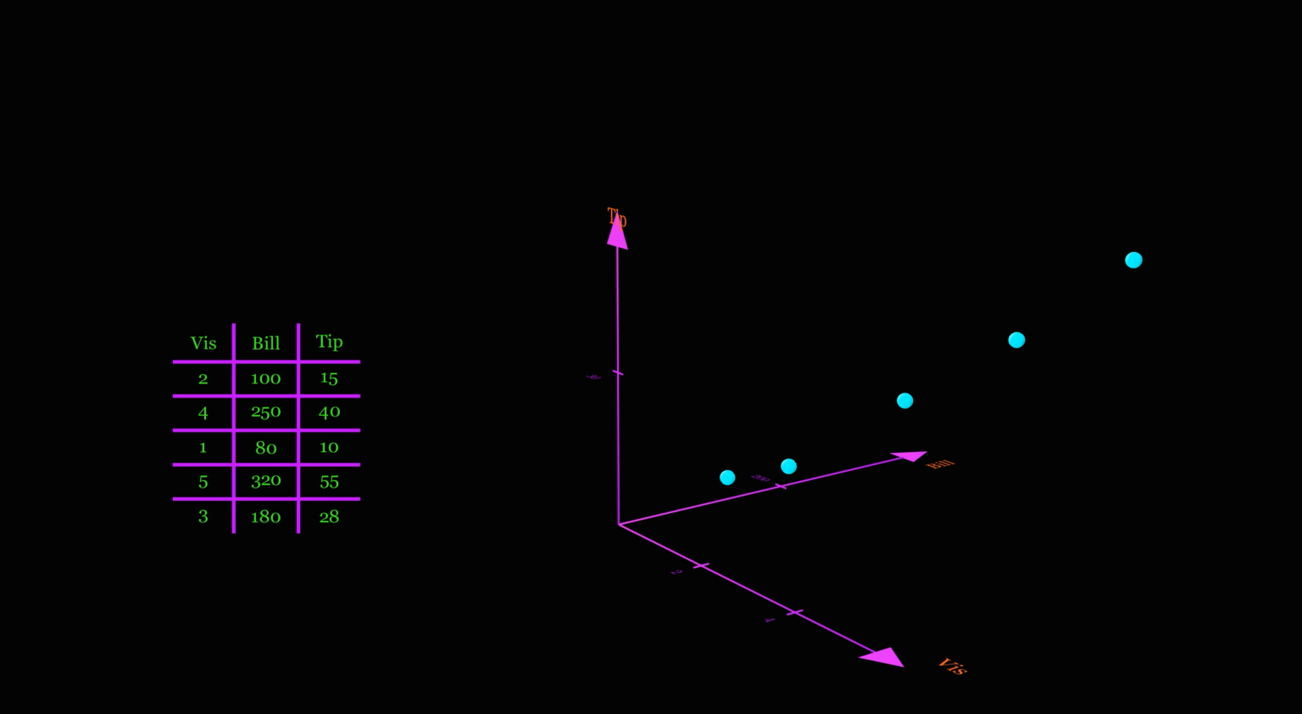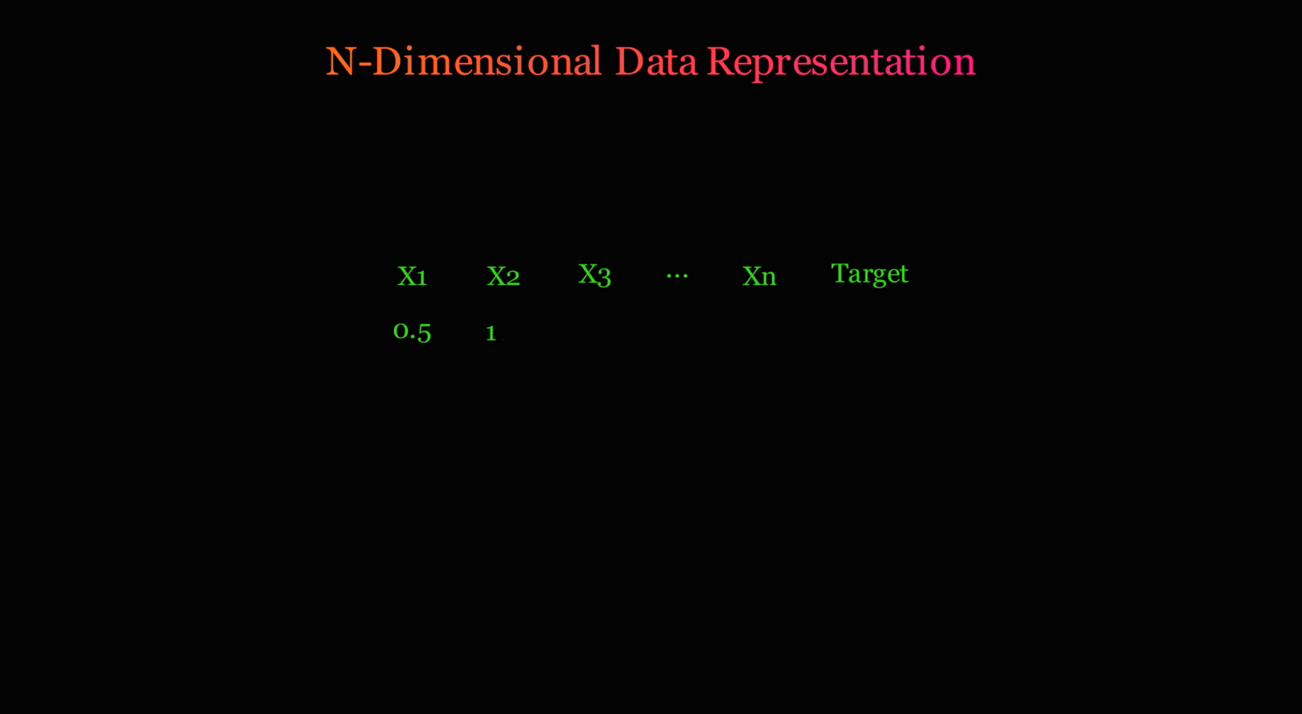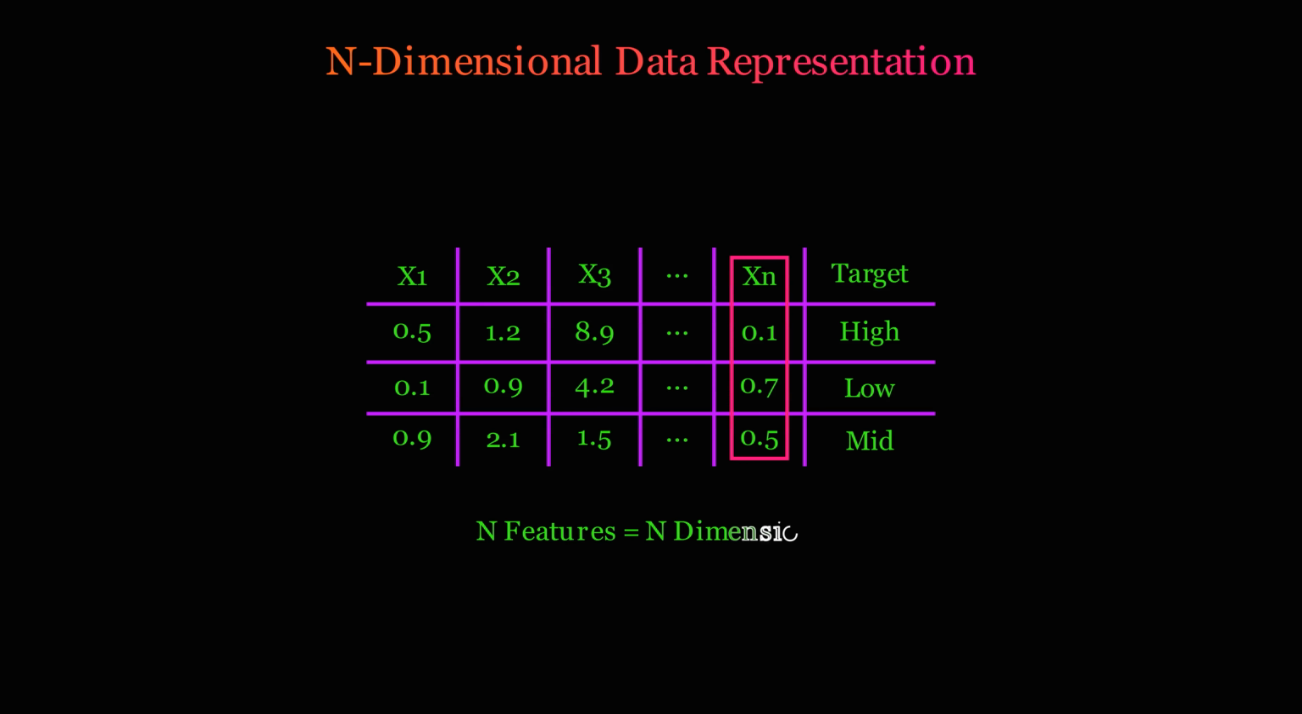This logic scales infinitely. In real-world ML, if a dataset contains n features, the data is represented in an n-dimensional coordinate system. While we cannot physically see beyond 3 dimensions, the mathematical principles remain exactly the same.